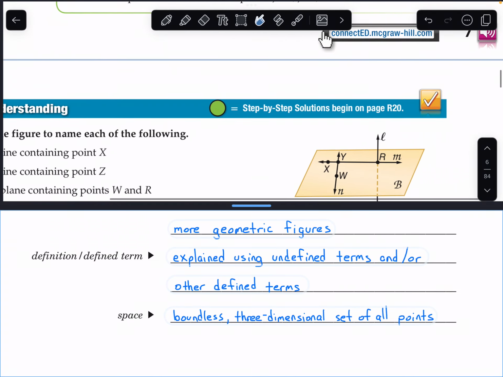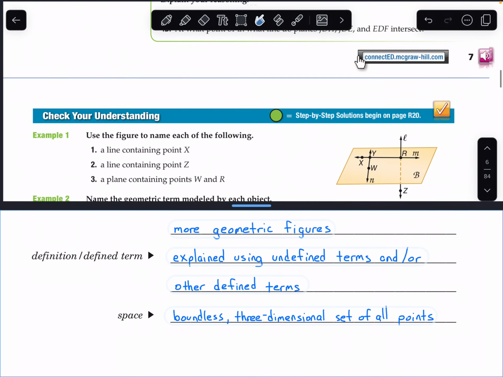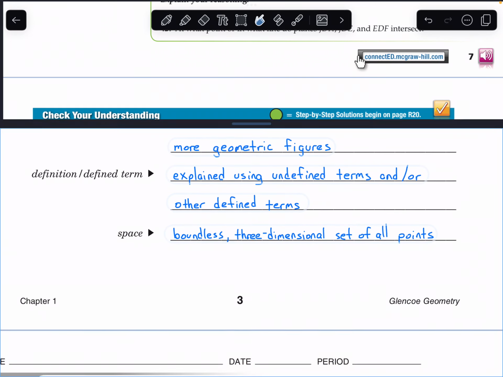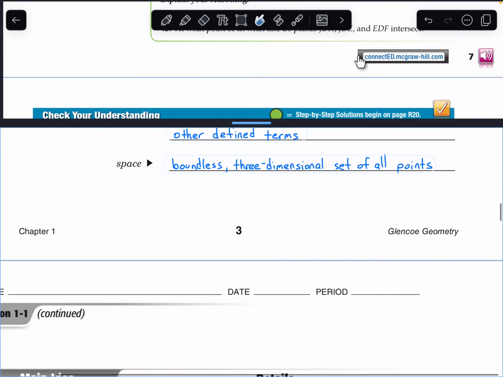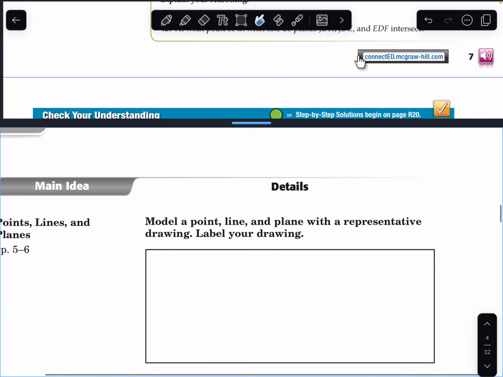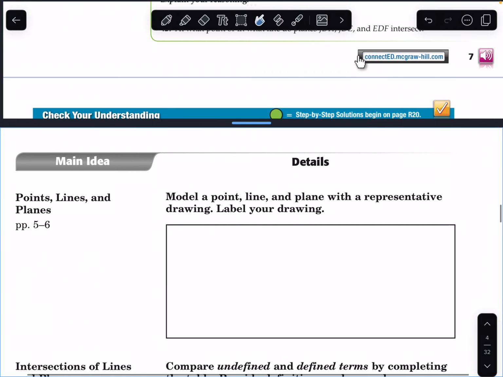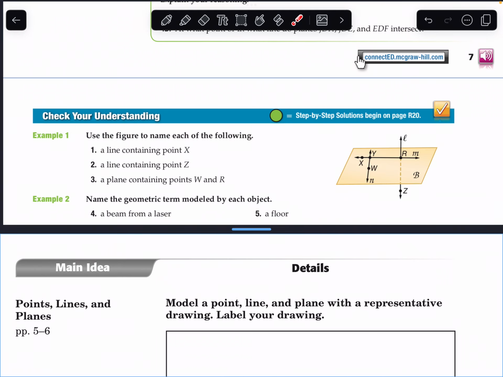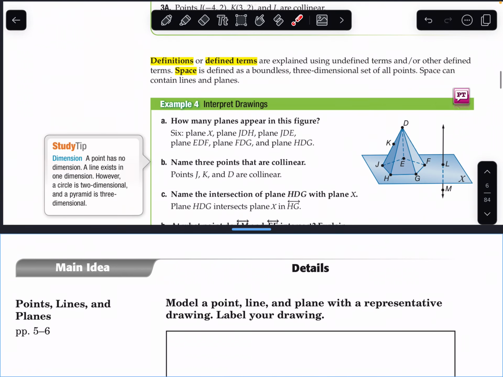And after example 4, that finishes the text there. But we're not done with our notes. So on to the next page. We need to represent the main idea here. We want to model these things. Let's create a visual representation here. Model a point, line, and plane with a representative drawing. Label your drawing.